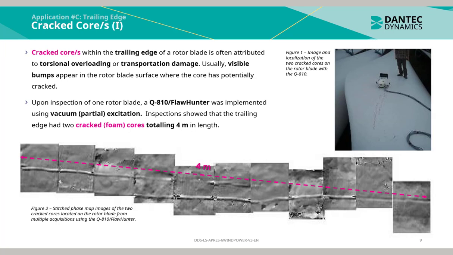Cracked cores within the trailing edge. Cracked cores within the trailing edge of a rotor blade is often attributed to torsional overloading or transportation damage. Usually, visible bumps appear in the rotor blade surface where the core has potentially cracked. Upon inspection of one rotor blade, a Q810 Floor Hunter was implemented using vacuum partial excitation. Inspections showed that the trailing edge had 2 cracked foam cores totaling 4 meters in length, presented here in Figure 2.